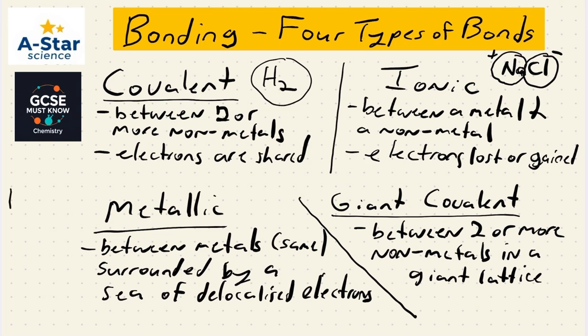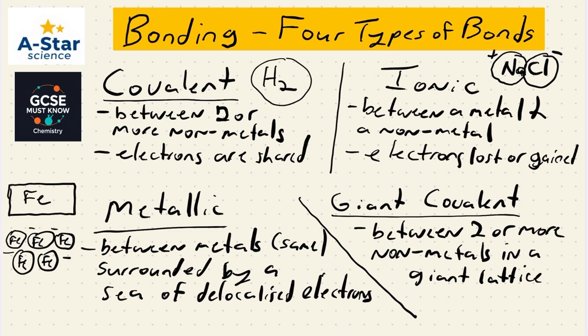Metallic, for example, let's say we had a block of iron, and Fe is the symbol for iron. What that would look like at the atomic level would be atoms of iron all lined up. And between those atoms of iron, you would have electrons, which are free to move, which we call delocalized electrons. These would have a charge, by the way. You can just put a plus charge because metals have positive charges.